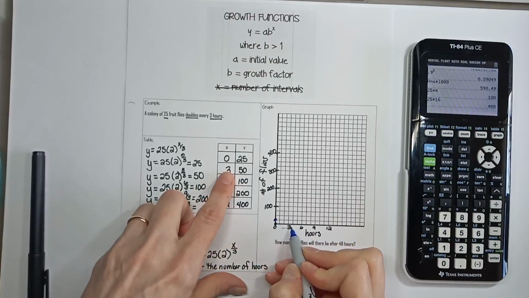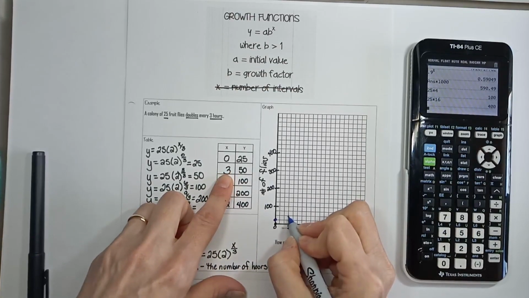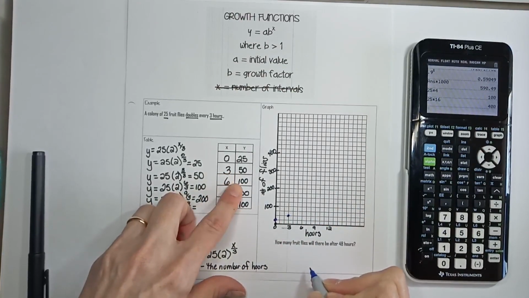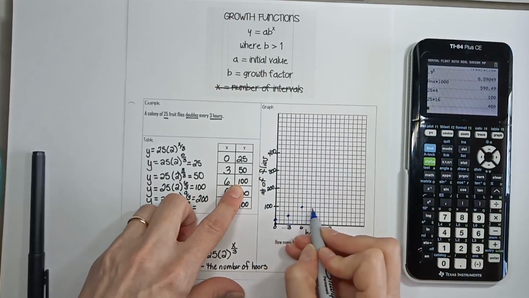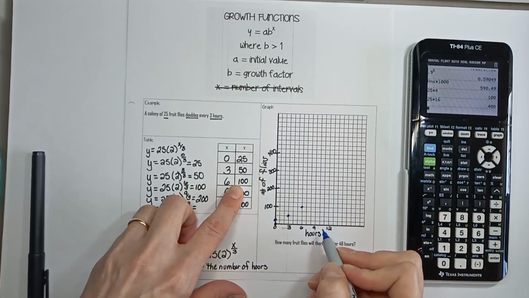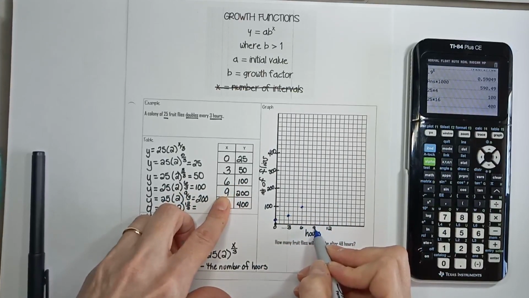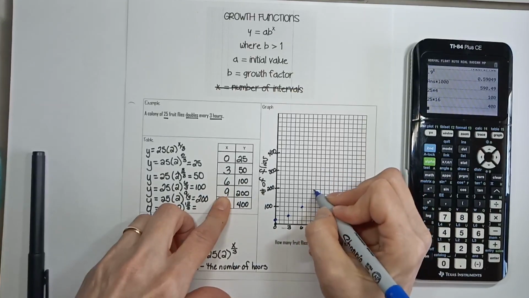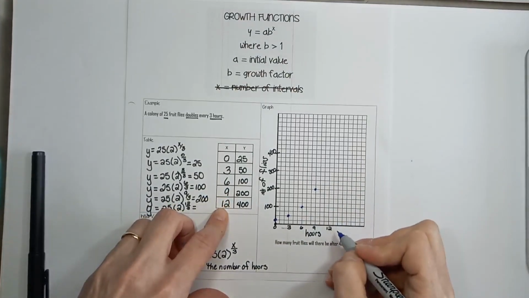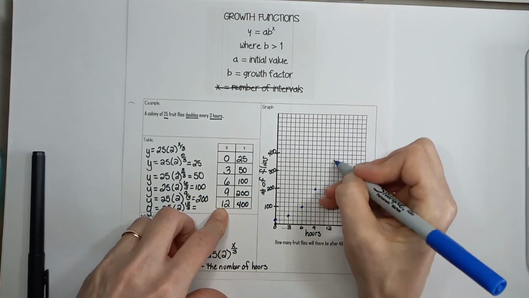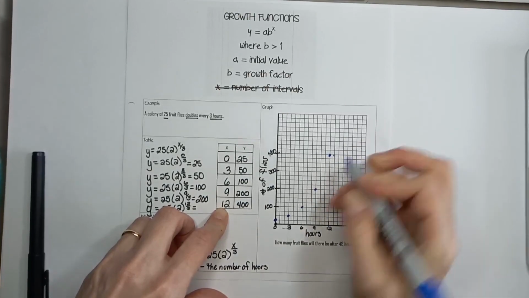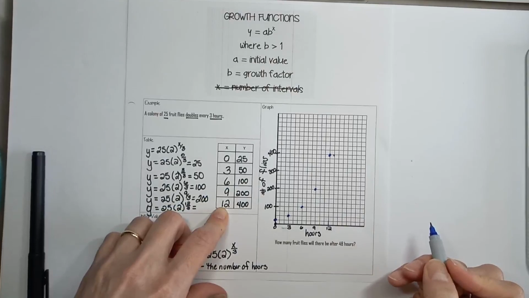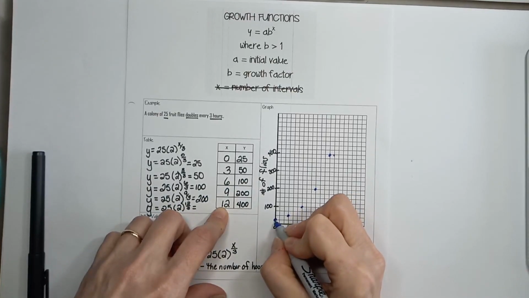At 3 hours, my dot should go at the 50. At 6 hours, it's going to go to the 100. And you can see already that's not in a straight line. This is not linear. At 9, we're going up to the 200. And at 12, we are going up to the 400. Am I on the right line there? No. Okay, now this is a smooth curve, but it is not a straight line.